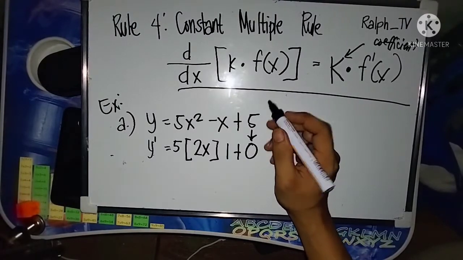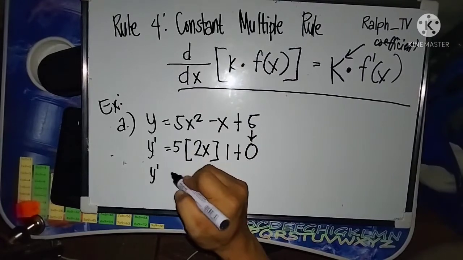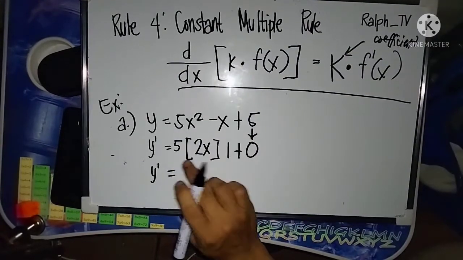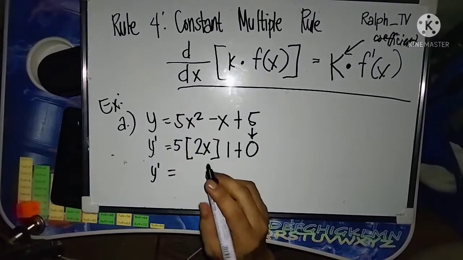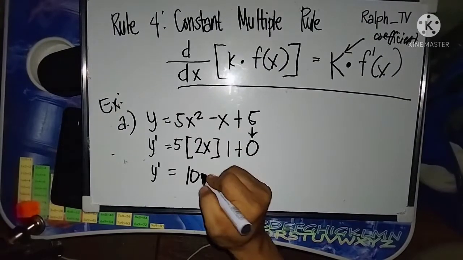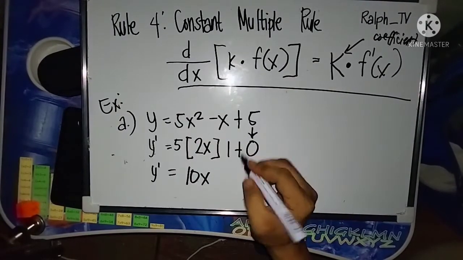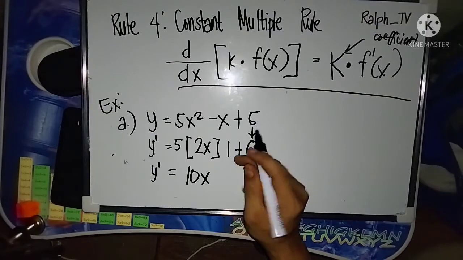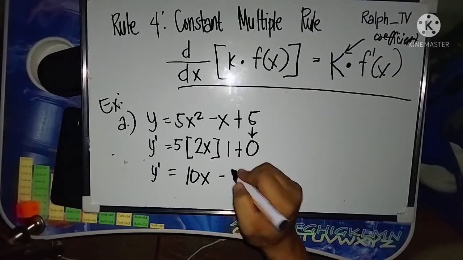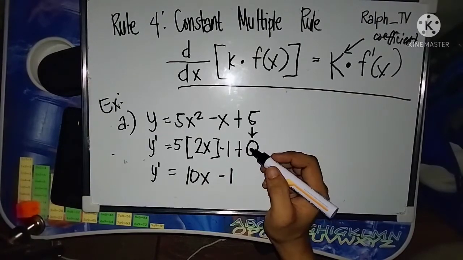So, we have y prime, multiply lang to. 5 times 2 is equals to 10. X minus what? Minus 1. The answer.